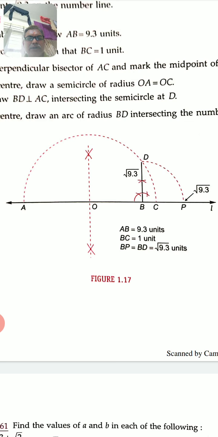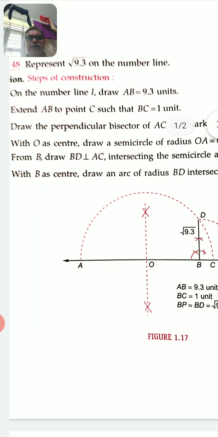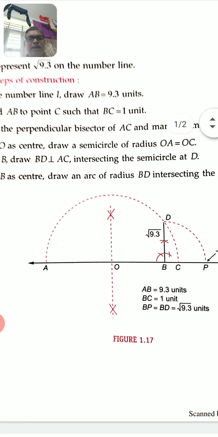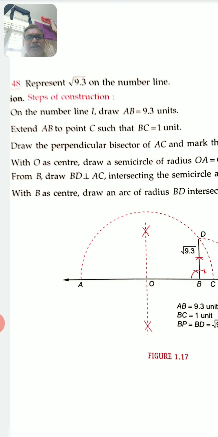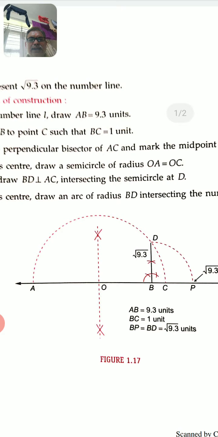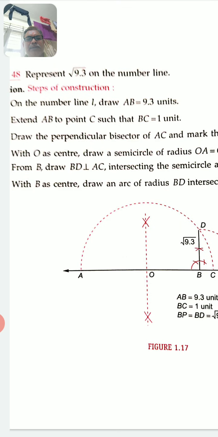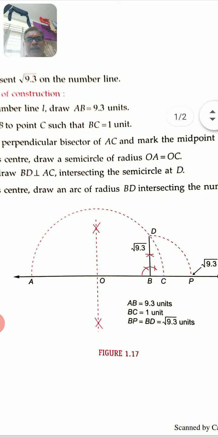So AB is equal to 9.3 units, BC is equal to 1 unit, and BP equal to BD is equal to root 9.3 units. In this way you can draw the steps of construction on the number line. Draw AB equal to 9.3 centimeters, extend AB to point C such that BC is equal to 1 unit. Draw the perpendicular bisector to AC and mark the midpoint of AC as O. With O as center, draw a semicircle which intersects the line at A and C, and draw BD perpendicular to AC intersecting the semicircle at D. In the same way you can get BD equal to BP.